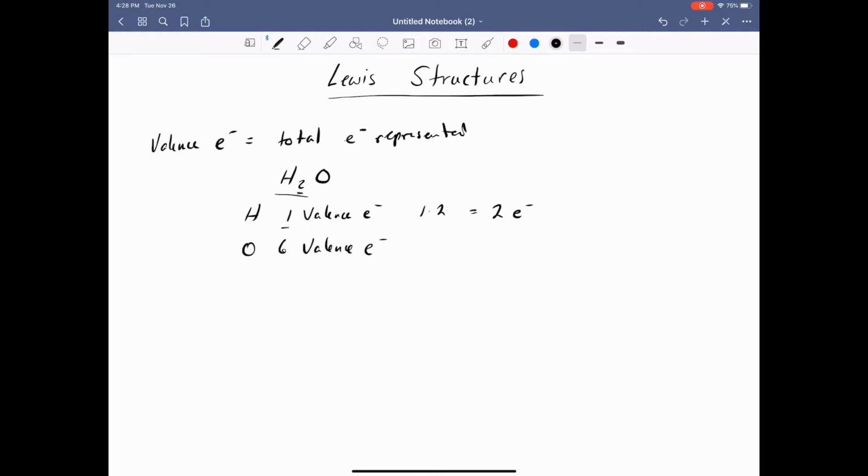I'll write a V for valence electrons. And then oxygen just has a 1, so no subscript, so that just stays as 6 valence electrons, and it gives us a total of 8 valence electrons. So this means that there should be 8 total valence electrons accounted for in the structure.